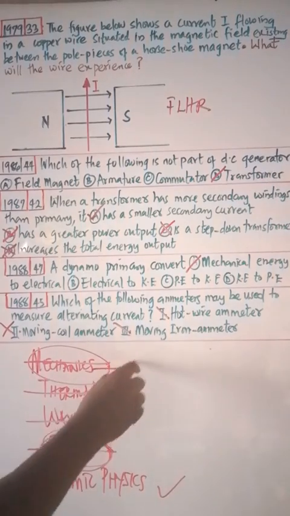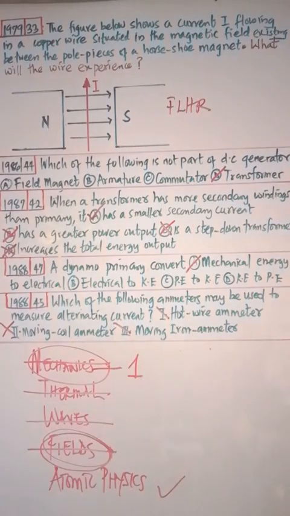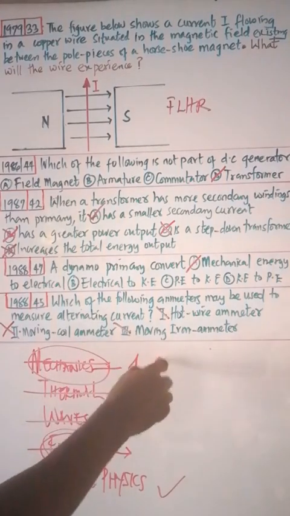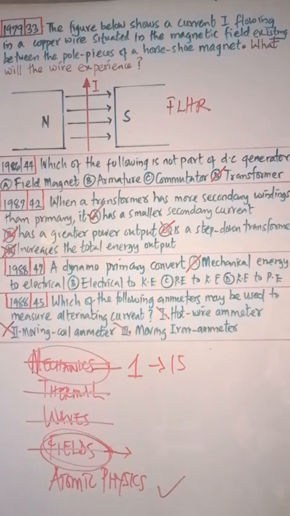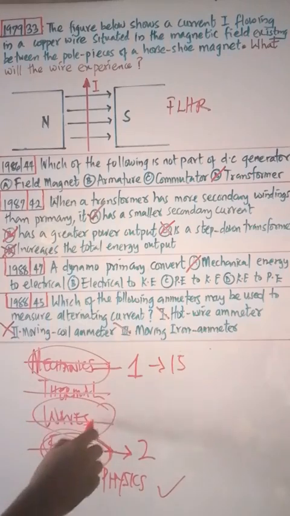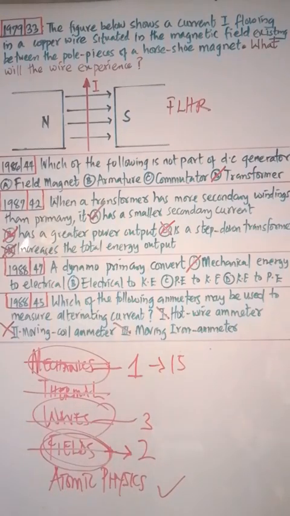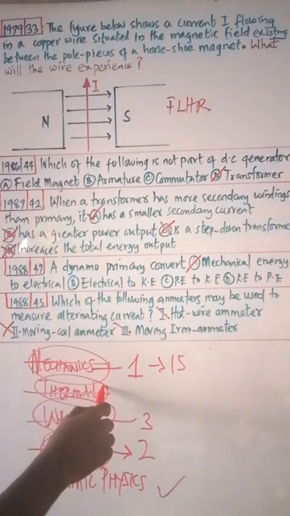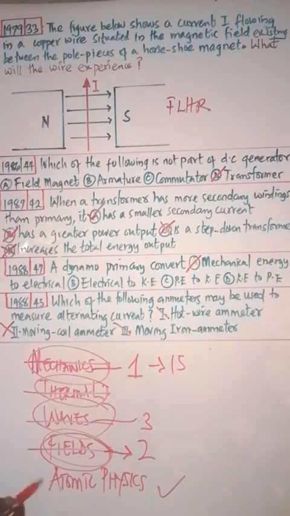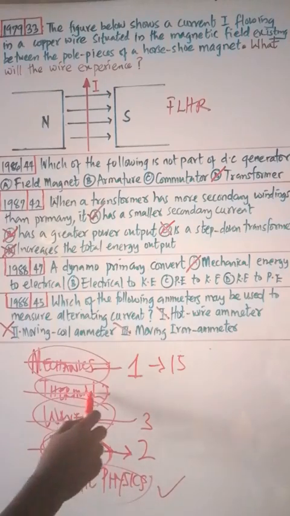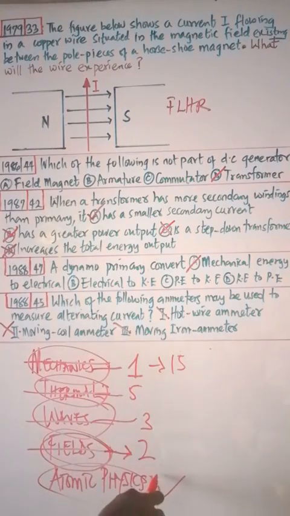So mechanics is number one, the one that has the highest number of topics. In mechanics alone, you have about 15 topics. Then followed by fields, so fields can be taken as number 2. Then the next is wave, number 3. Between thermal and atomic, which one should we pick? I'll go with atomic physics. Atomic physics is number 4, followed by thermal, number 5.